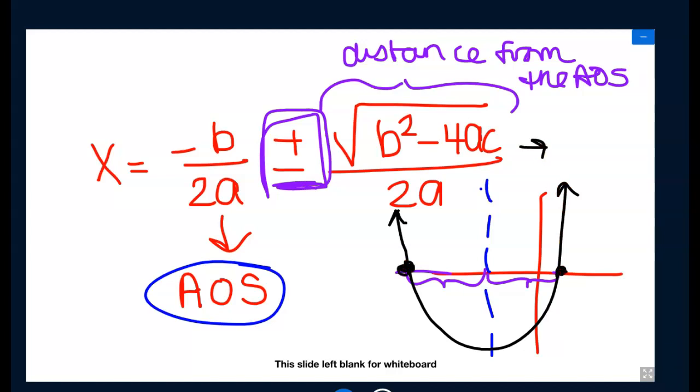So the quadratic formula, there you go. What is another name for the roots? Zeros, or you said x-intercepts.